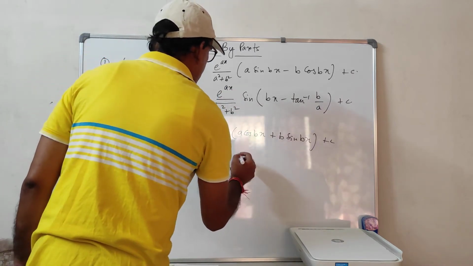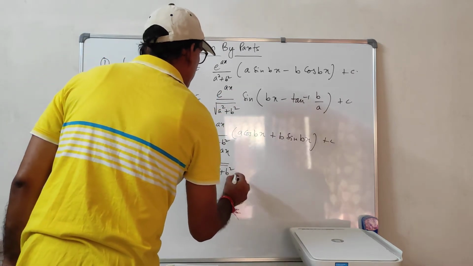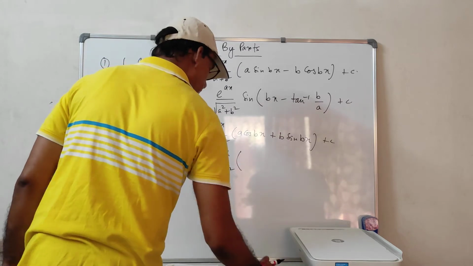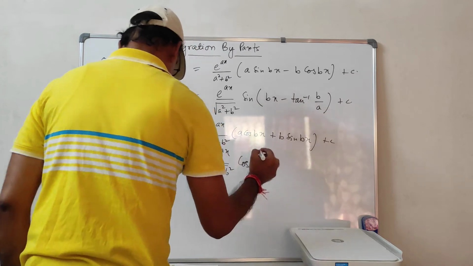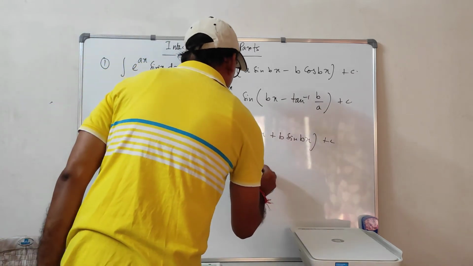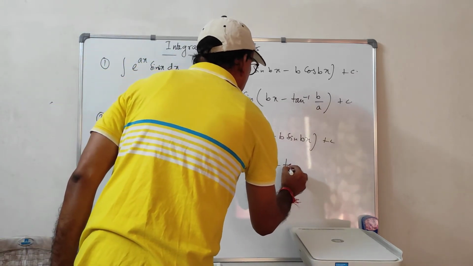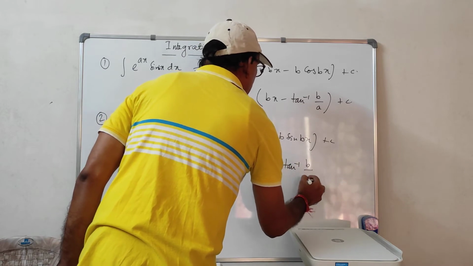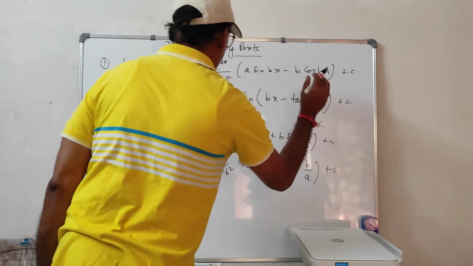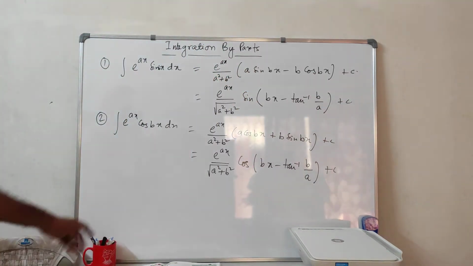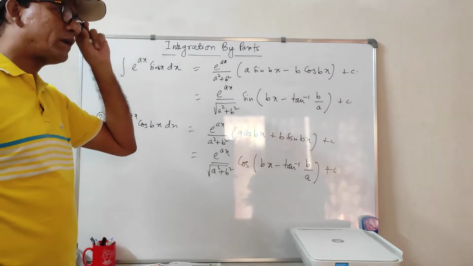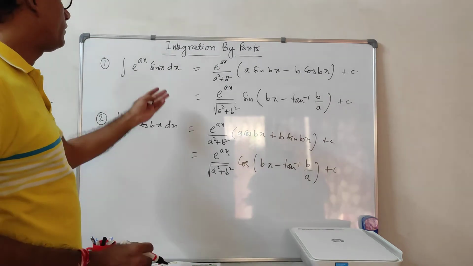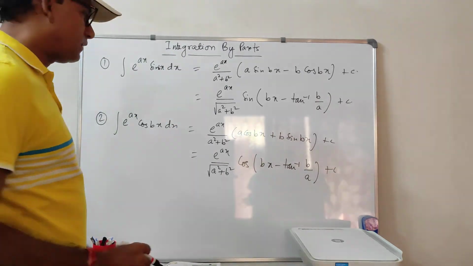power ax by square root over of a square plus b square, cos bx minus tan inverse of b by a, plus the constant of integration. These are the very important integrals for future mathematics. In higher mathematics, we often use these two standard integrals.